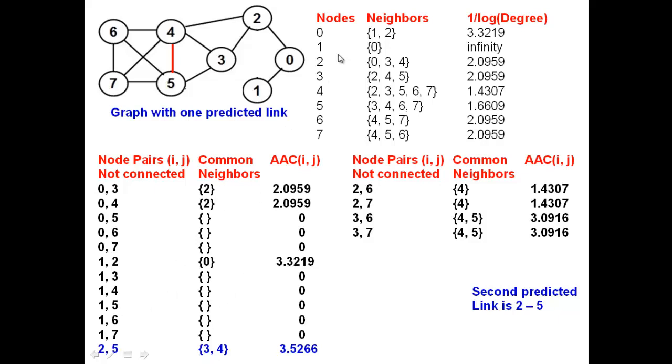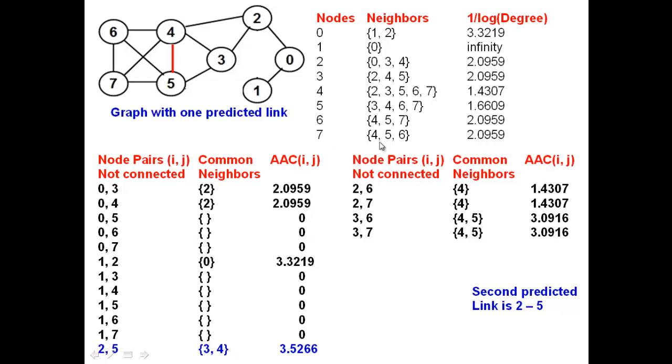Okay, so now 2 has 0, 3, 4, 5 and 5 has 3, 4, 6, 7. So 3, 4 are the common neighbors. Again 3, 7: 3 has 2, 4, 5 and 7 has 4, 5, 6, so 4, 5 are the common neighbors. Now come up with the ASU score for each node pair. With the common neighbor just being node 2, the 1 over log degree value is 2.0959. So that's the ASU score.